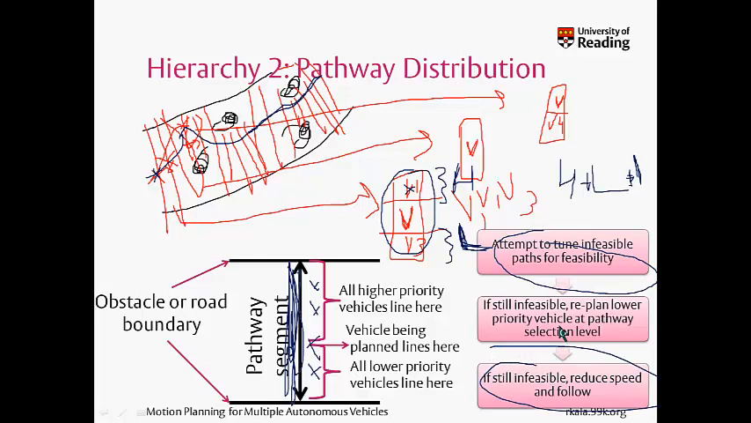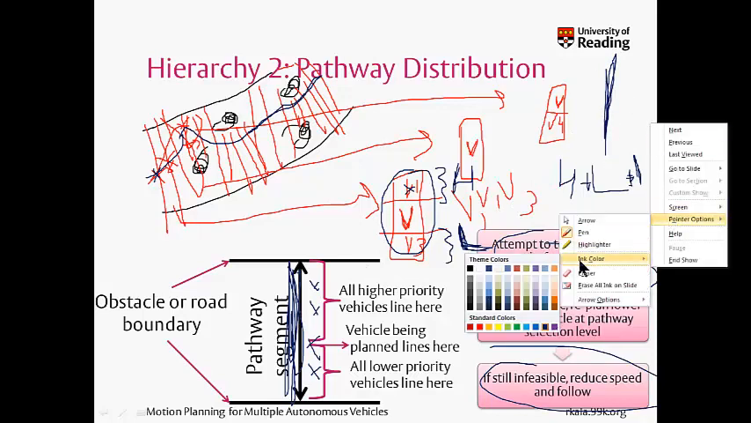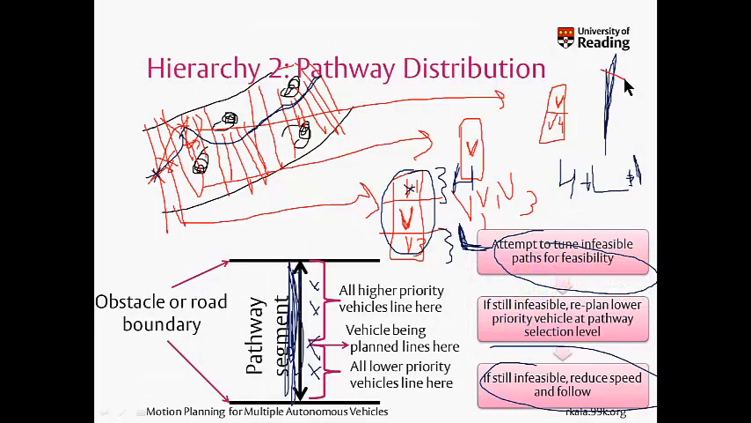Although the general principle is that if this is the road, I equally divide the road between H plus L plus 1. So suppose H was 1 and L was 1, so there were only 3 vehicles. I do this, but if I'm unable to place this vehicle out here, I'll try to move it a little left, a little right to see if it's still feasible. And if I still cannot find a feasible position such that it does not collide with the road boundary or the obstacle here and the vehicle here, I'll simply return infeasible.